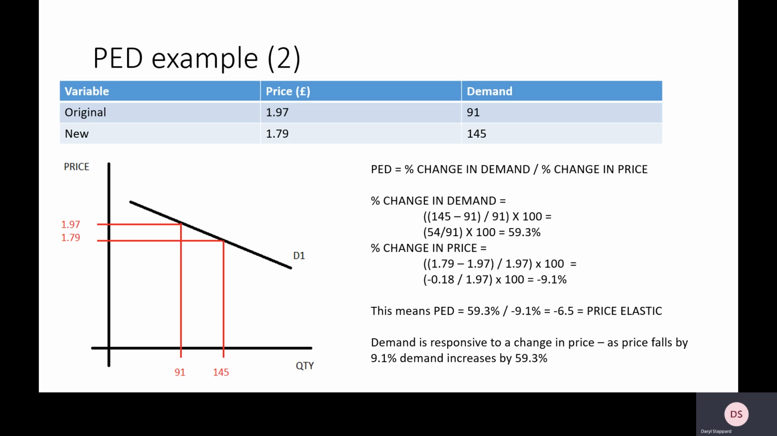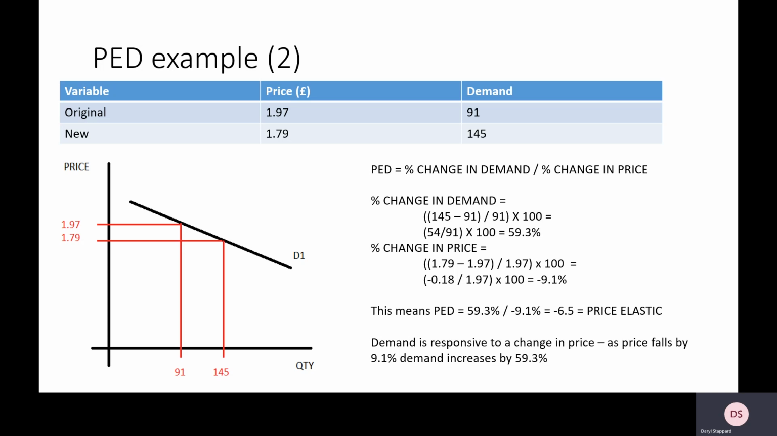So look at that then. What we know is the price falls by 9.1%. This leads to demand increasing by 59.3%. So the change in demand exceeds the change in price. We've now got an elastic relationship between the two. Demand is now responsive to that change in price.